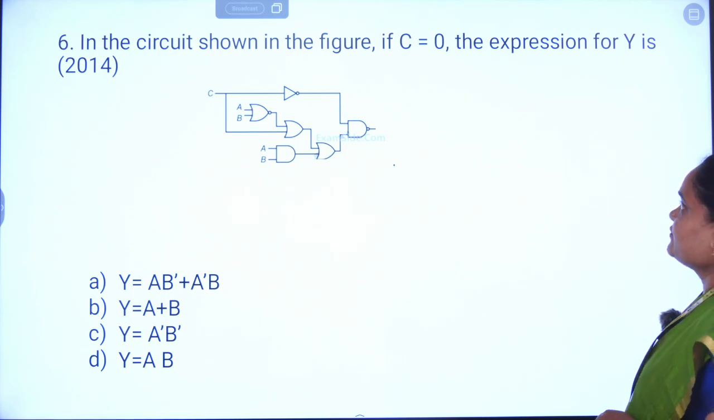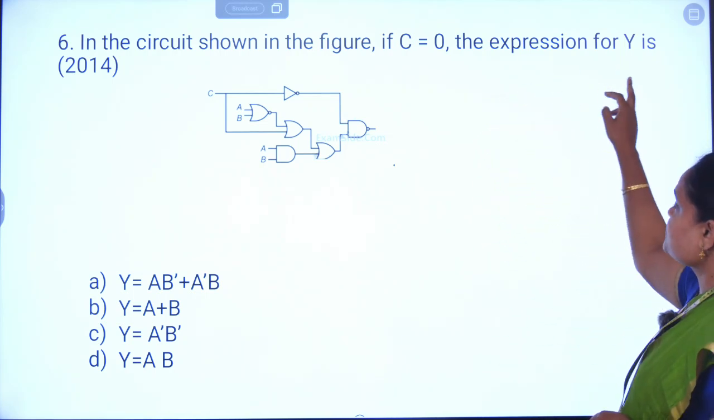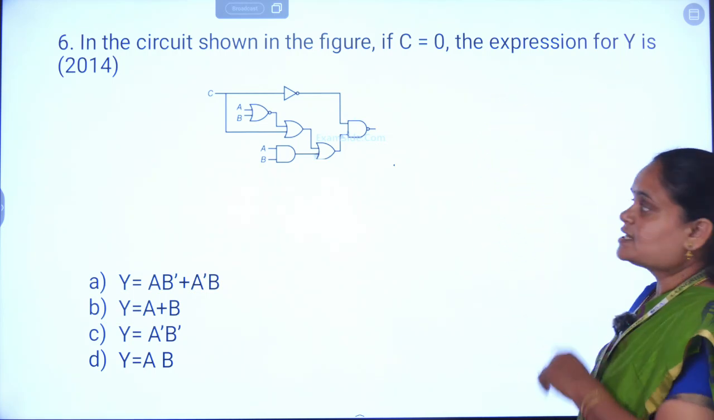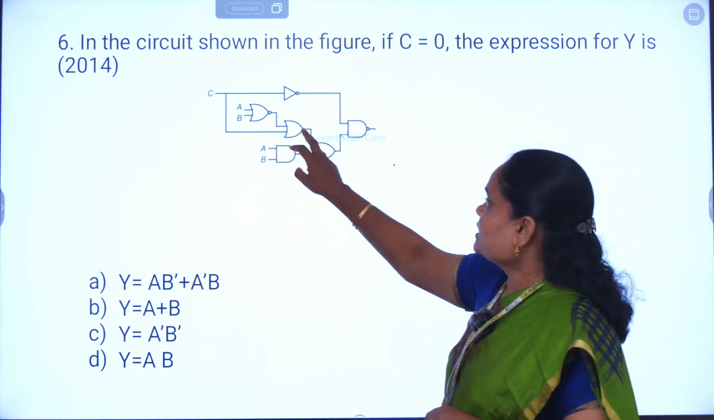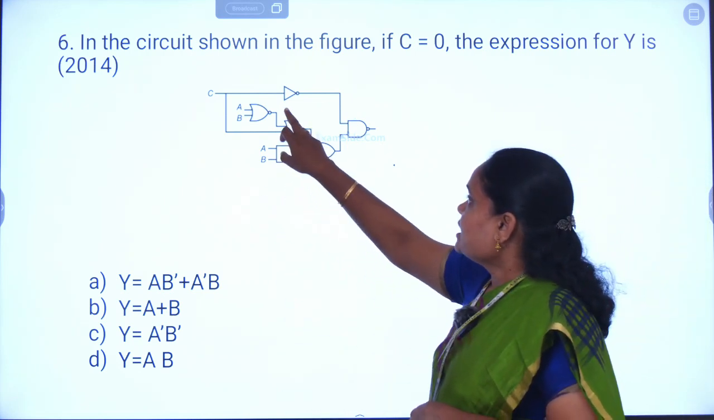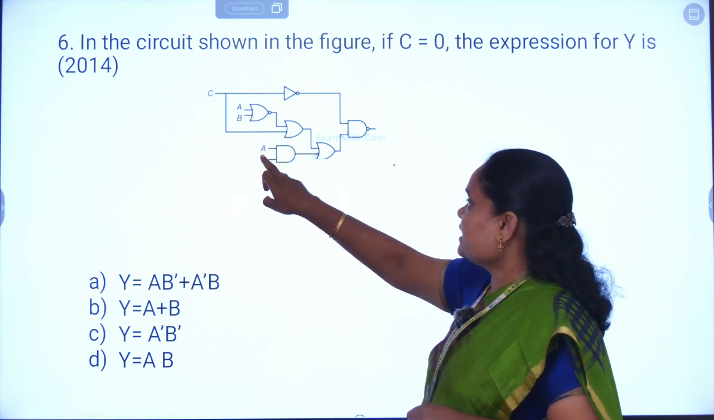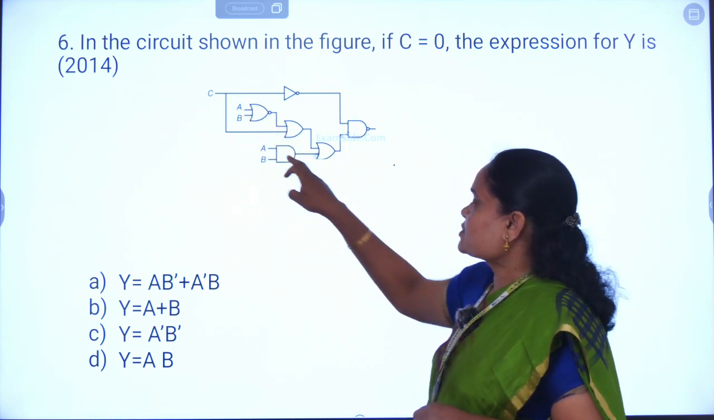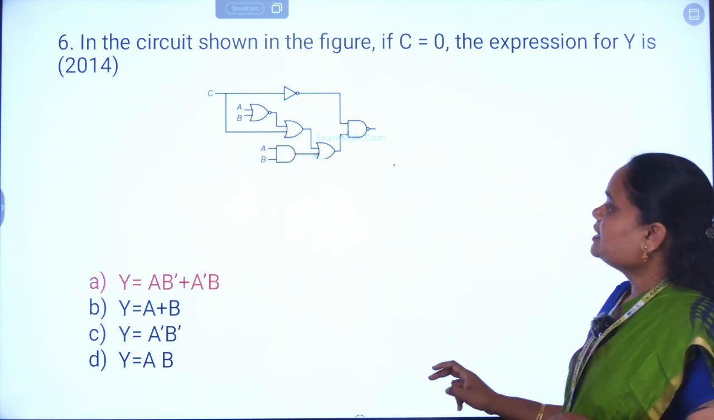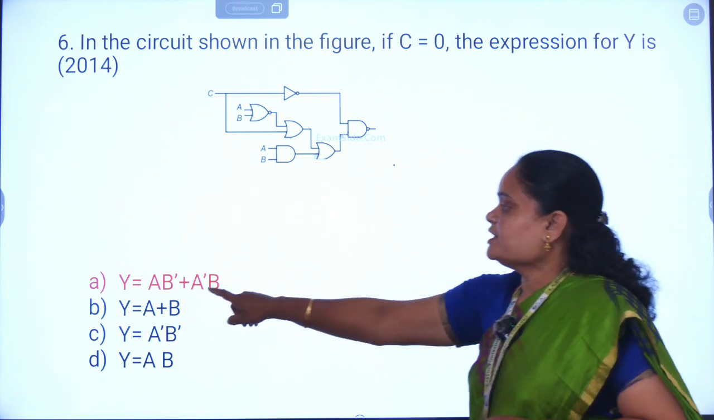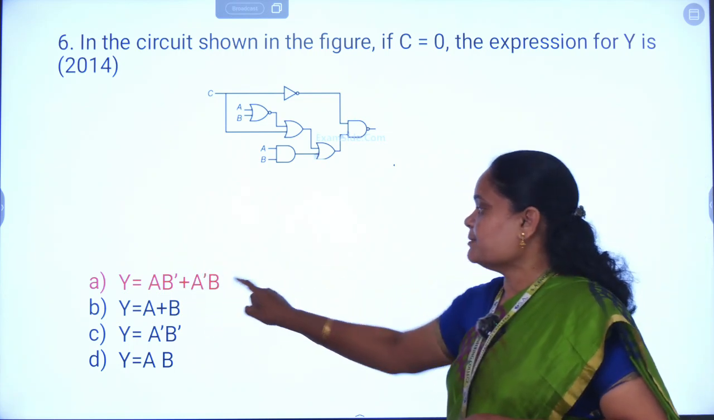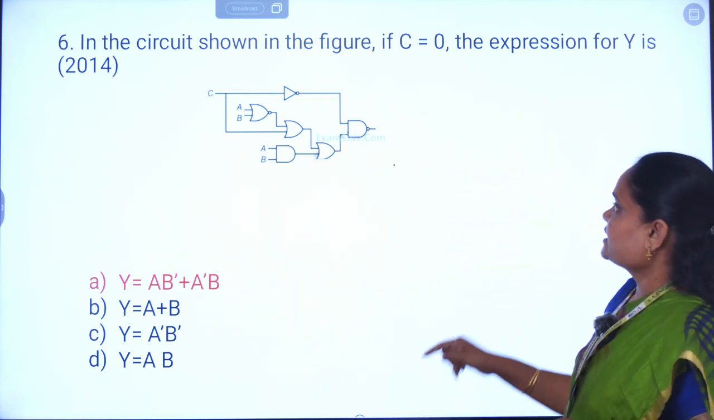In the circuit shown in the figure, if C is equal to 0, what is the expression for Y? This question was asked in 2014. So here is a circuit, and C is an input for the inverter, AB is an input for the NOR gate, and the same AB is used as an input for this, and we get the result as Y is equal to A B bar plus A bar B. So this is an XOR gate.